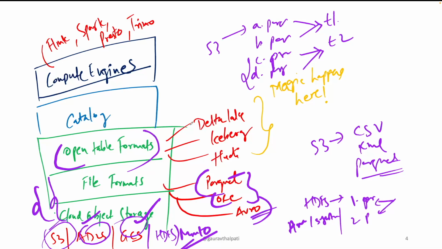So open table formats are a way to manage your files. They tell you which files are part of which tables, and because of this kind of architecture, they give you a lot of other features like time travel, support for ACID, and support for update and delete. Three of the most popular open table formats are Delta Lake, Apache Iceberg, and Apache Hudi.